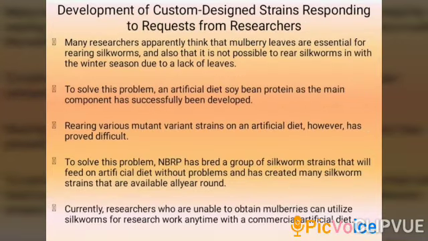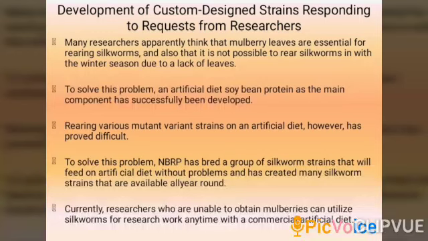Now, development of custom designed strains responding to requests from researchers. Many researchers apparently think that mulberry leaves are essential for rearing silkworms, and also that it is not possible to rear silkworms in the winter season due to the lack of leaves. To solve this problem, an artificial diet, with soybean protein as the main component, has successfully been developed. Rearing various mutant variant strains on an artificial diet, however, has proved difficult.